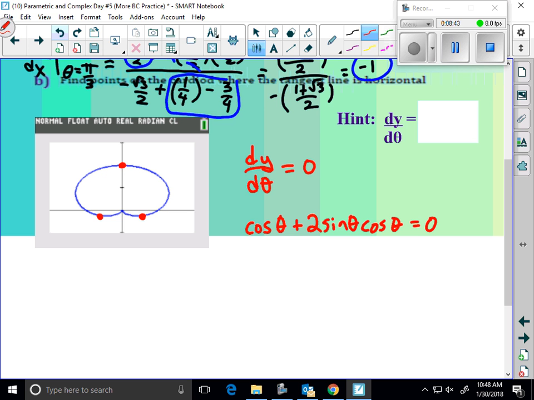So what can I factor out of both of these? I could factor out a cosine. What's left over? 1 plus 2 sine theta. If I factor a cosine out of the first term, I get a 1. If I factor a cosine out of the second term, I get a 2 sine theta. Now, this is going back to algebra where all we need to do is the zero product property to find out what values of theta will give me 0.